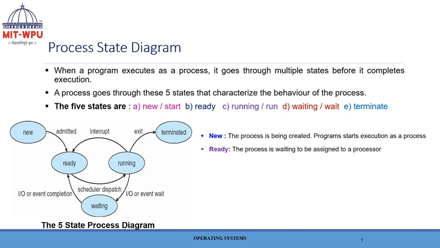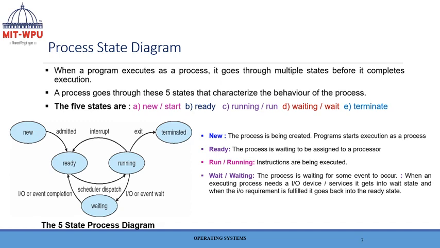Ready state, you can say the process is into ready state. That means the process is waiting to be assigned to a processor. All the resources except the processor get assigned to the specific process. Then that process is supposed to be into ready state. Running state, that means the instructions are being executed related to the process.